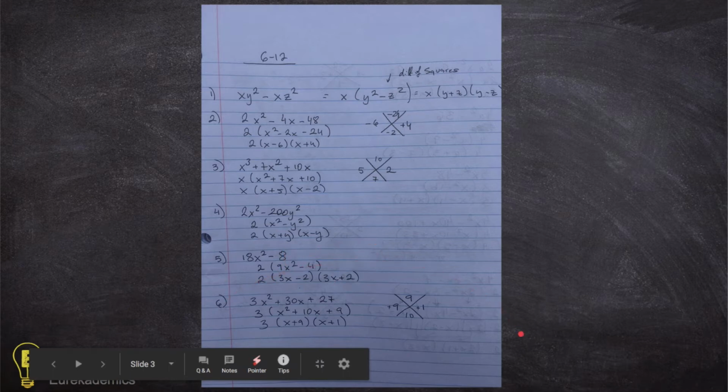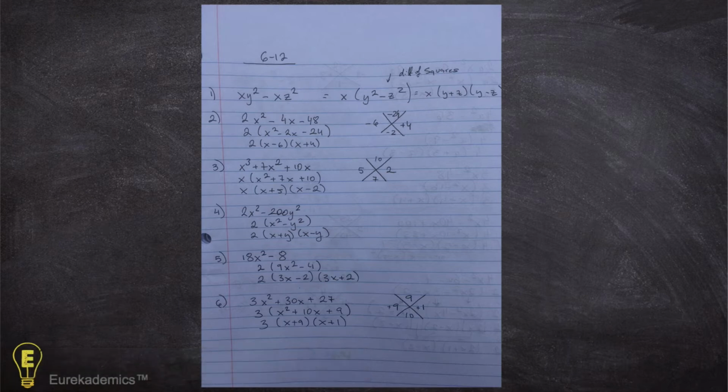Number 6, I factored out a 3, and then I had to use the x method to answer what two numbers multiply to 9 and add up to 10. That was 9 and 1. So our final answer was 3, open parentheses, x plus 9, close, open, x plus 1, close parentheses.